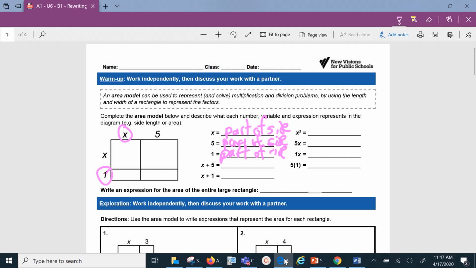Now x plus 5 is the actual side length. So we're going to write side length. And this is the side length also. All right. x squared, right? We got x squared by taking x times x. And that's the area, so it's part of the area. 5x, 5 times x is 5x, and that's inside. So anything inside is the area. Anything outside is the length.